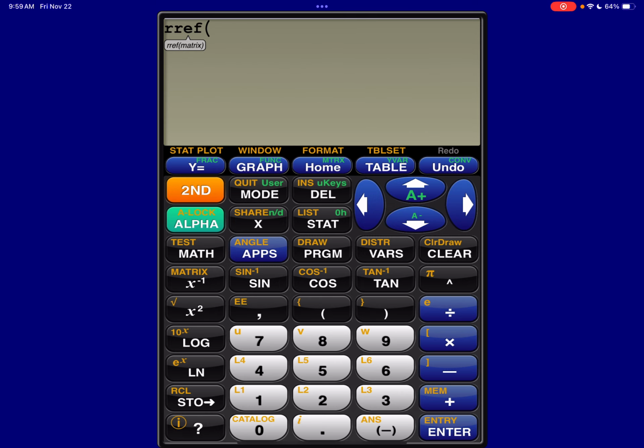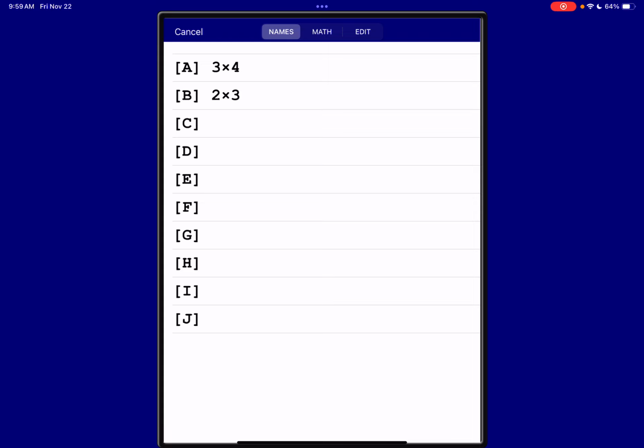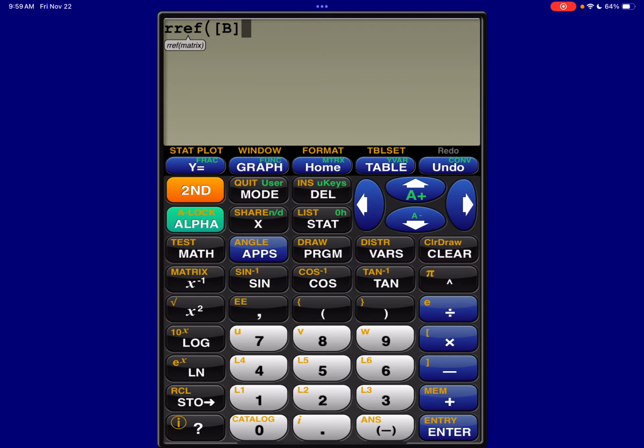So it's a lot of going back and forth, but that's just how the calculator works. So you have to go to names and then you're going to choose B because that's where we put our numbers in. So here it is. I want to row reduce matrix B, press enter. So see how it gave me already a new matrix? I'm going to write that down.